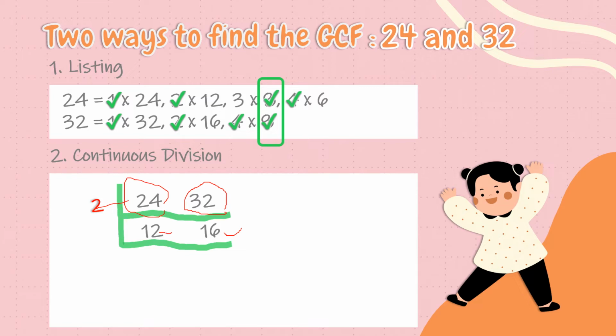So let's divide 12 and 16. 12 and 16 can be divided by 2. So 12 divided by 2 is 6. 16 divided by 2 is 8. 6 and 8 can also be divided by 2. 6 divided by 2 is 3. 8 divided by 2 is 4.